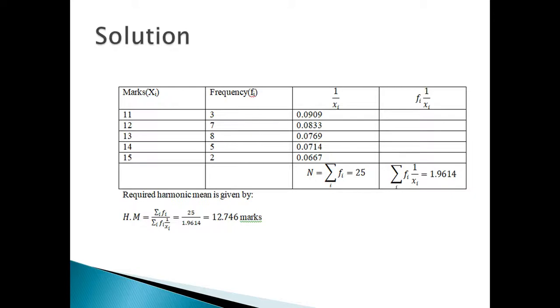When it comes to frequency times 1 over xi, you take each frequency times its reciprocal until you get this number. Do you understand? It is simple. Take a pen and practice.